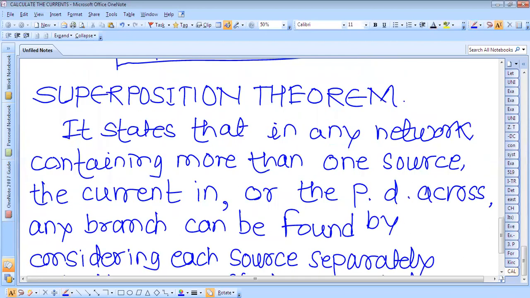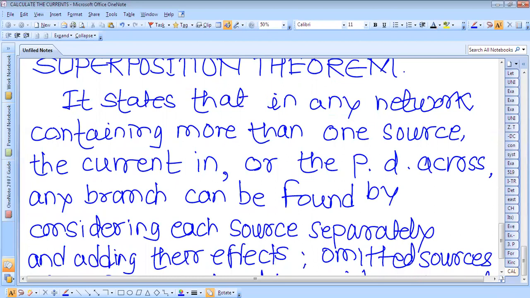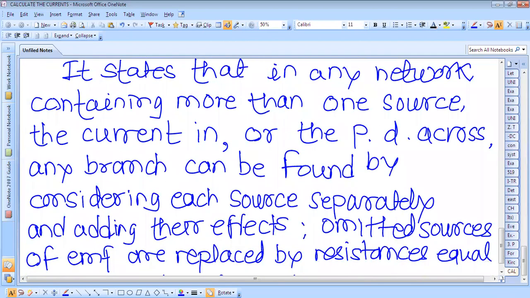Okay, so it states that in any network containing more than one source, suppose two sources are there, then the current in any branch or the potential difference across any branch can be found by considering each source separately. Means we have to consider each source separately. If there are two sources, we have to replace one source by its internal resistance for the time being and find the current or potential difference across any branch. And this is the first step.